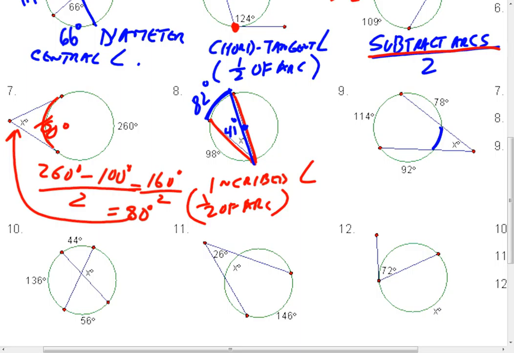What's this little snippet right here? 76? And now it's just like the problem right above it. Subtract arcs, divide by 2. You take the 114, you take the 76, divide by 2. What is that? Is that 38, 19? And that is that.